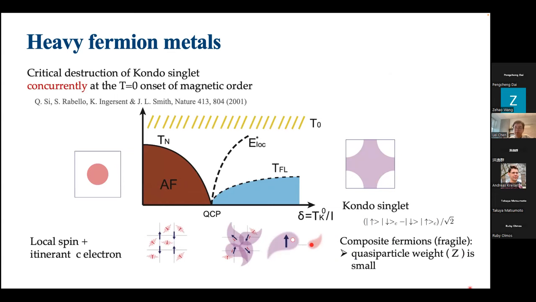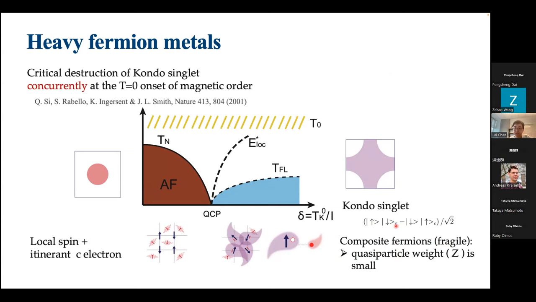An important property of this composite fermion is that it is very fragile, in the sense that the weight of the bare electron projected onto these quasi-particles is very small. In other words, the quasi-particle weight of this composite fermion is also very small. Such a fragile quasi-particle gives us the hint that maybe it can be easily destroyed, in the sense that the local moment and the conduction electron become decoupled from each other.